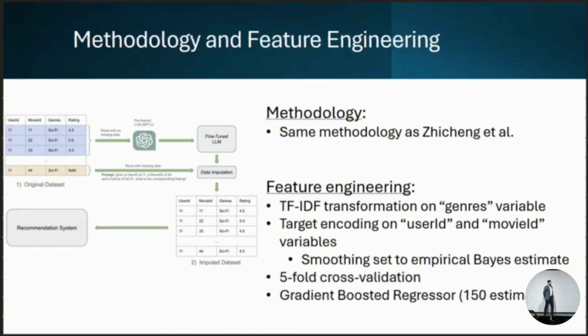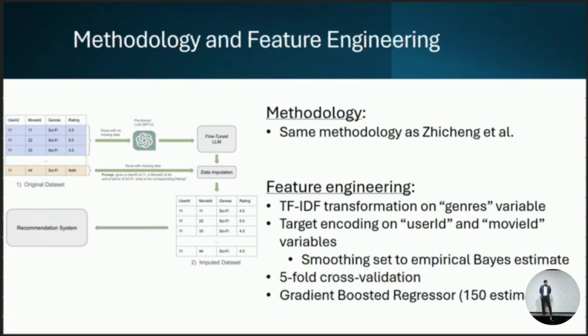For feature engineering, I unfortunately didn't get any help from Zhicheng. They left me to my own devices because they don't say how they treat the data or how they create their regression algorithm. They just say they use the user ID, movie ID, and genres fields. So I applied a term frequency-inverse document frequency transformation on the genres variable because I want to reduce the weight of some of the common genres. You'll see some genres are super common and some are very rare. It does a little better than one-hot encoding that way.